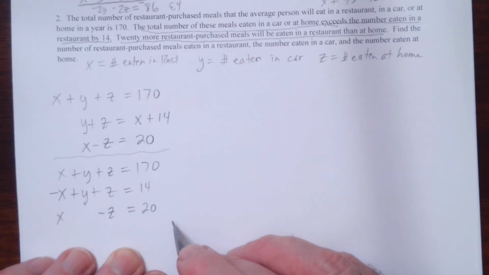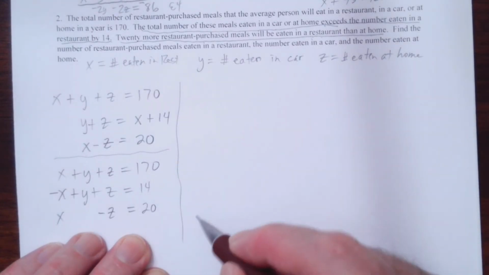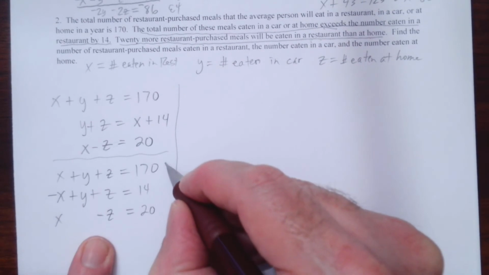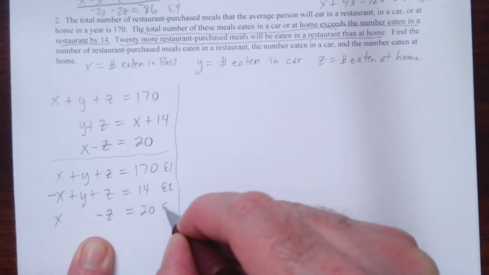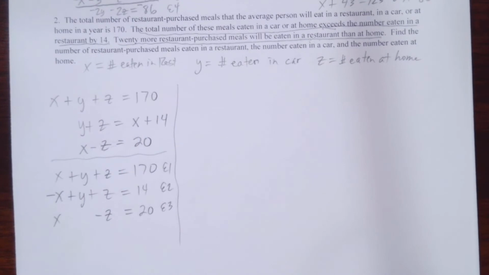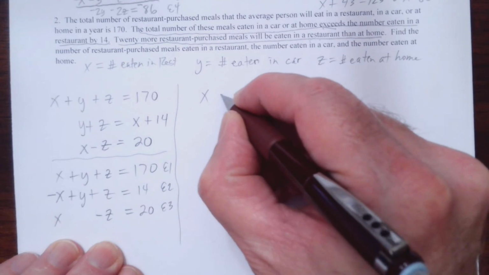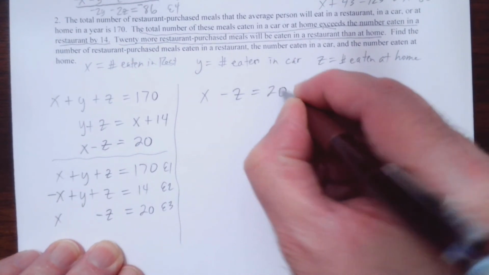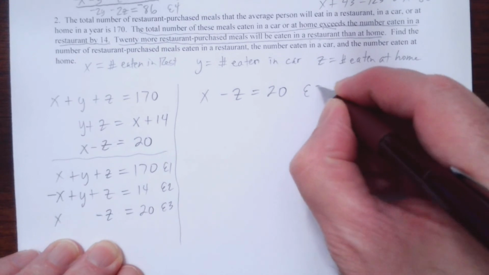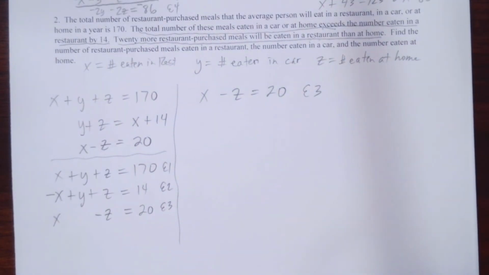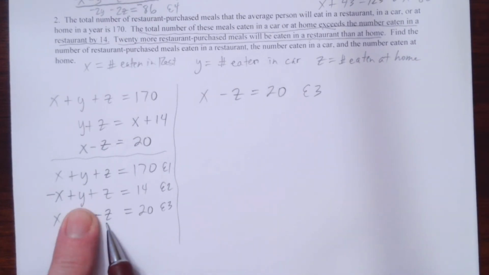So again, we can do like we did last time. We have three equations and three variables, and we want to somehow come up with two equations in the same two variables. Well, we have an equation in X and Z. X minus Z is 20. And so we're going to use equation 3. And we can now use equations 1 and 2 to get another equation in X and Z. We need to eliminate Y.